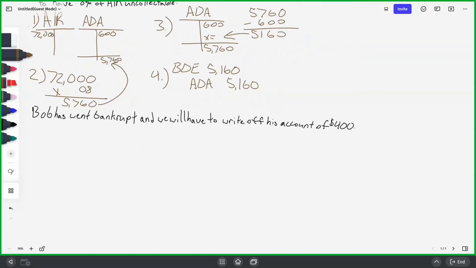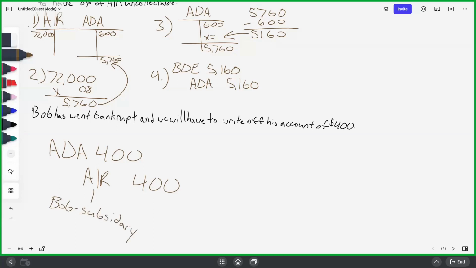We know Bob has gone bankrupt and we will have to write off his account of 400. This one I will ask you guys, what are we doing here? Writing off. So what's our journal entry? ADA is debited and we credit accounts receivable. Just putting that there to help explain things while we're crediting accounts receivable.